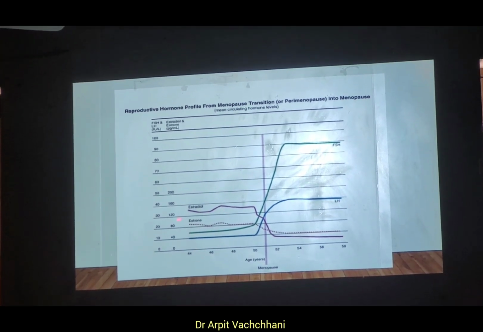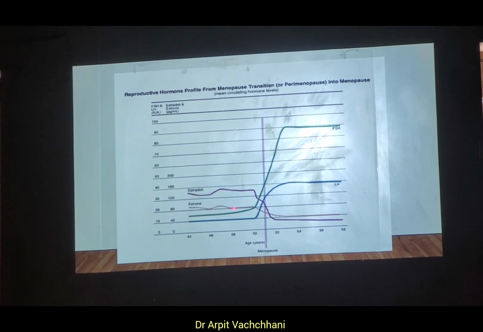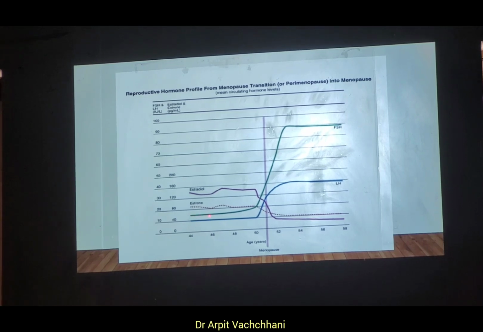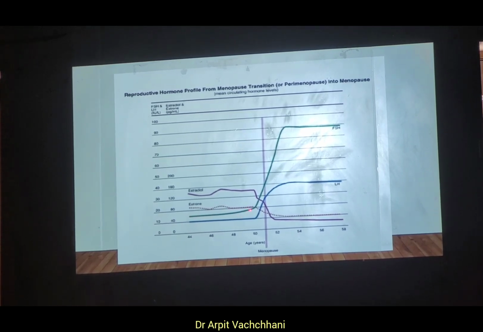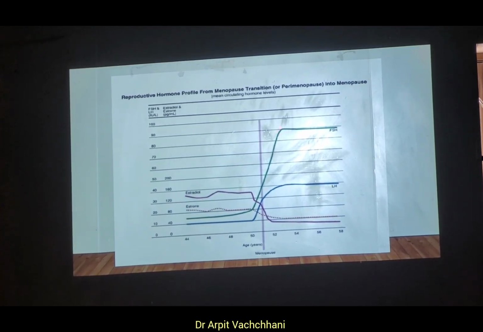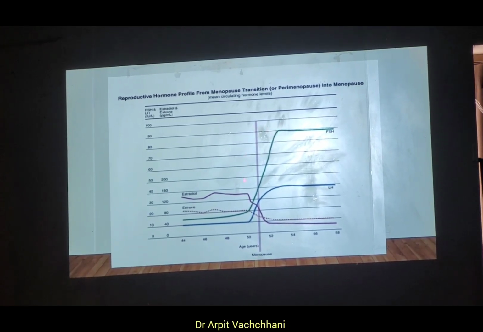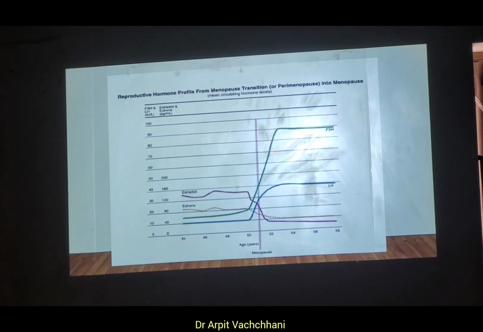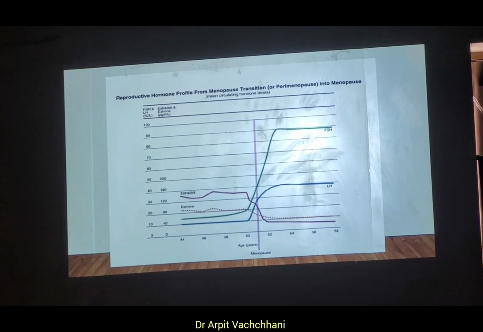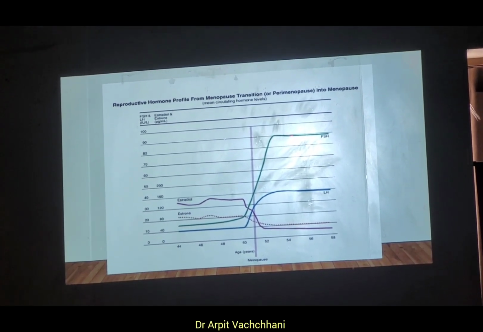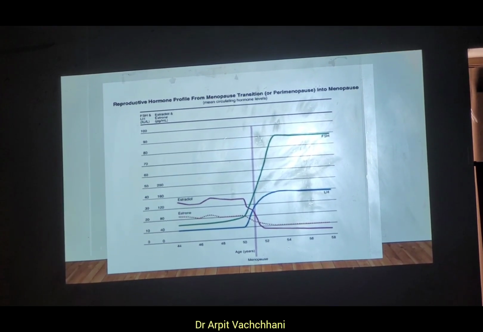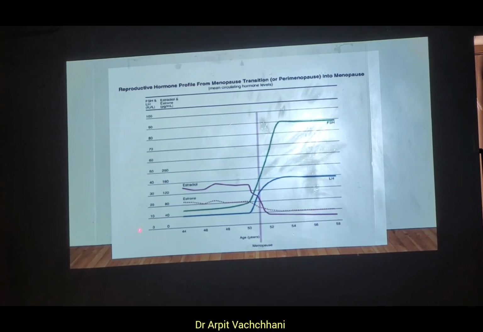So if you see this, with the decline, this is the FSH, the green line. With the decrease in inhibin level, this FSH gradually increases and reaches a peak about 1 to 3 years after menopause. This is the final menstrual period. So it reaches a peak 1 to 3 years after menopause, after which there is a slight decline and then it stabilizes.